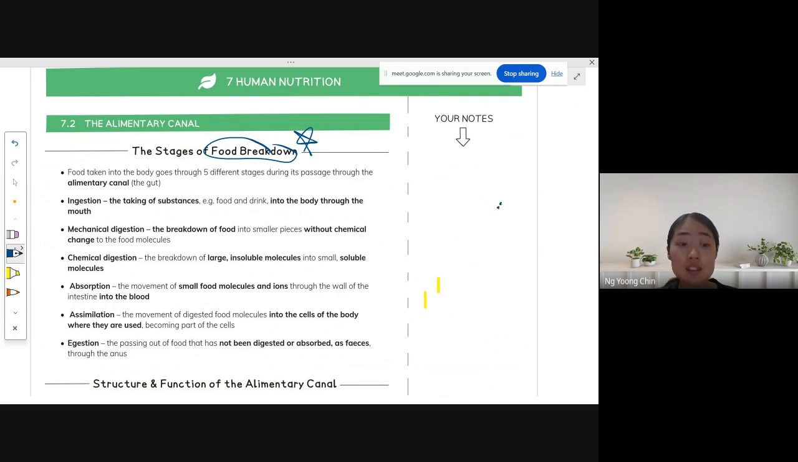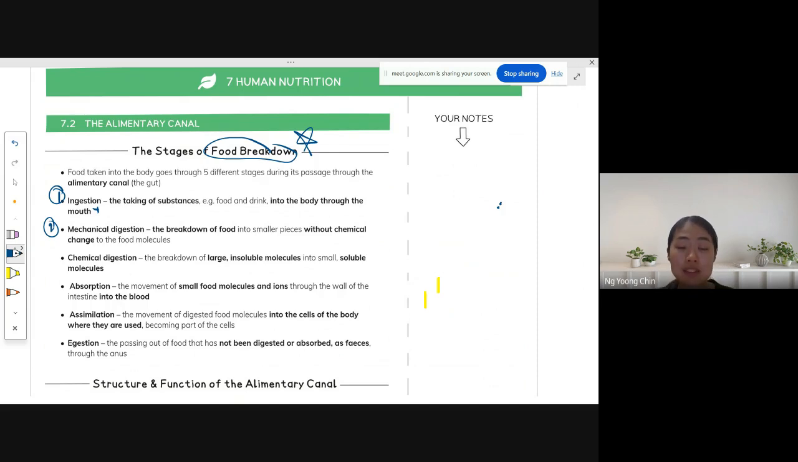So when you're eating your dinner, the process is referred to as ingestion. Ingestion means what? Ingestion means you are taking the food substance into your body through the mouth. Then when the food enters the mouth cavity, there will be mechanical digestion.